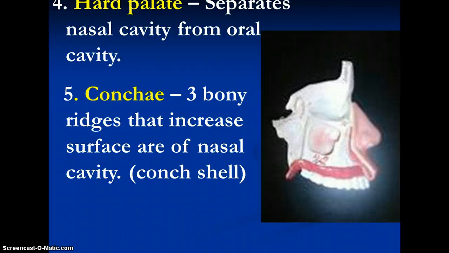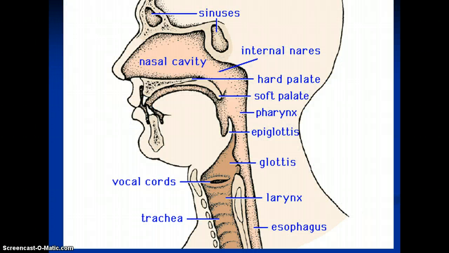Up in the nasal passage, above the hard palate, you have what are called conchae. There are three bony ridges that allow you to mix the air when you breathe in, and they do increase the surface of the nasal cavity as well. But when you breathe in, it swirls the air, allows the air to mix, and any dust particles in the air is then trapped in the mucus.